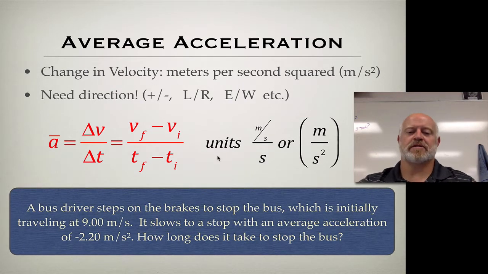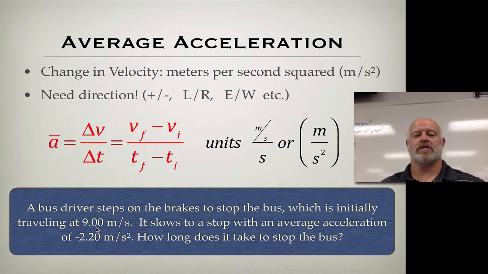A bus driver steps on the brakes to stop a bus, which is initially traveling at 9 meters per second. It slows to a stop with an average acceleration of negative 2.2 meters per second squared. How long does it take the bus to stop?